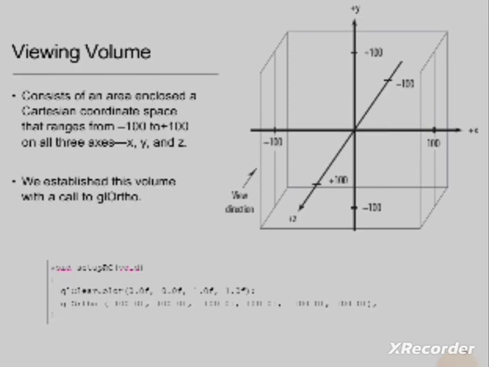So this is the viewing volume. It is going to consist of an area enclosed within a Cartesian coordinate space that ranges from -100 to +100 on all the three axes. So this is the y-axis, this is the x-axis and this is the z-axis. It is going to consider 100 in all the three axes in both the directions. So we call this volume with a call to glOrtho. So this is the specific calling command, glOrtho.